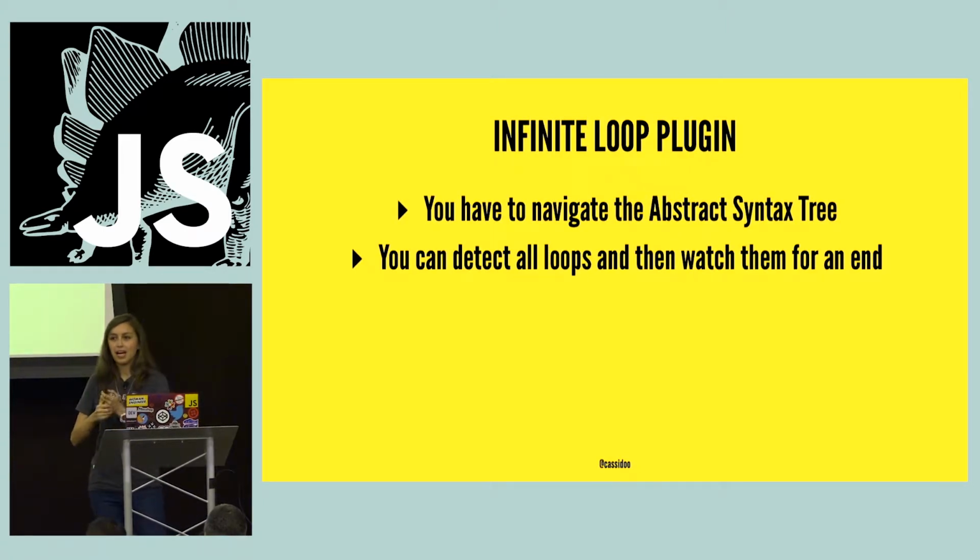But the infinite loop plugin I did want to talk about. Whenever you're making a plugin for Babel, you probably need to be able to navigate the abstract syntax tree, or the AST. And that's literally just the tree that is developed of your code. What we did was navigate it and detect all the loops that we needed to check for, and then figure out if those loops ended.